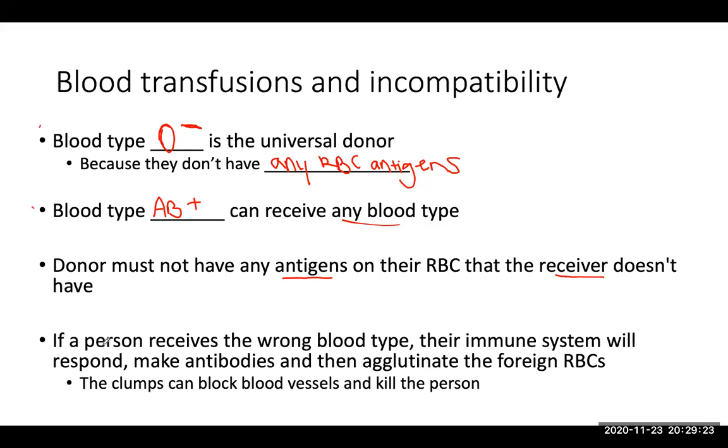So if a person receives the wrong blood type, what's the big deal? Well, it is a big deal. Their immune system will respond, make antibodies, and then do their job and agglutinate all of the foreign red blood cells. And that agglutination is enough to block blood vessels and kill the person. So this is very serious. This is why we take blood transfusions, matching blood types so seriously, because an immune reaction to a wrong type of blood can be fatal. Okay. And that's it.